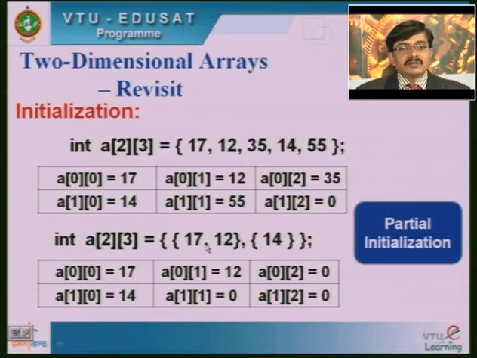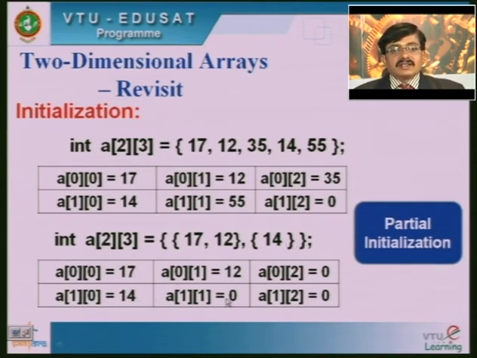Here A of [0][0] will be 17, [0][1] will be 12, and the third element is not mentioned in the initialization. So it will take the value 0. So the 0th row second column element will be 0. Similarly, in the second row, A of [1][0] will be taken as 14. In the second row the row subscript is 1 and the column subscript is 0 for the first element of the second row, and the remaining 2 elements are not mentioned here.